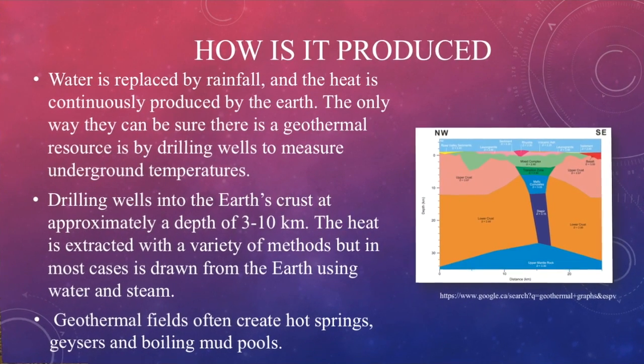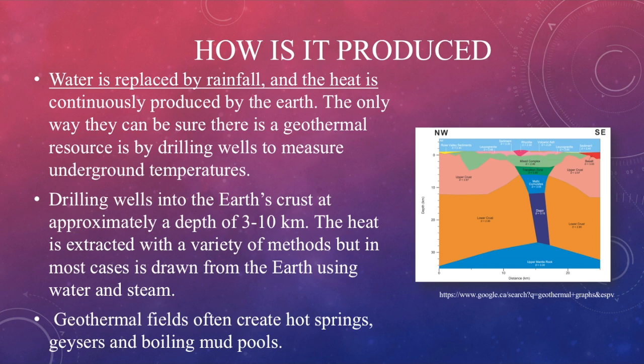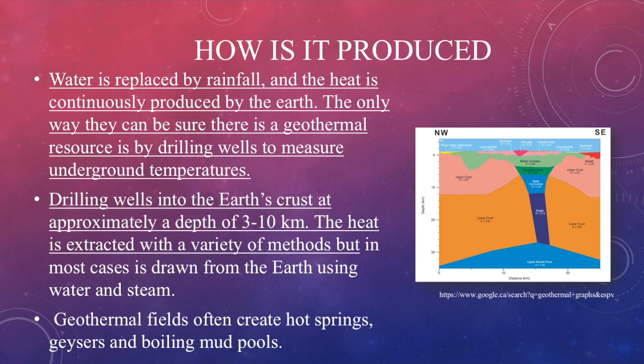How is it produced? Water is replaced by rainfall, and the heat is continuously produced by the Earth. The only way they can be sure there is geothermal resource is by drilling wells to measure underground temperatures. The production of geothermal energy involves drilling wells into the Earth's crust at approximately a depth of 3 to 10 kilometers. The heat is extracted with a variety of methods, but in most cases is drawn from the Earth using water and steam. Hot water from the earth may be extracted to heat homes and buildings. This is done either by directly circulating the hot water through buildings or by pumping it through a heat exchanger that transfers the heat to the building.